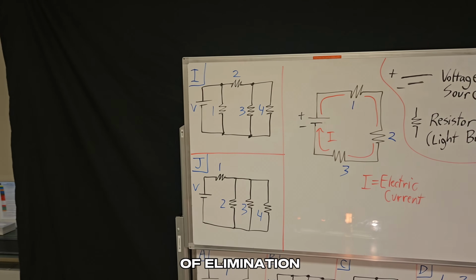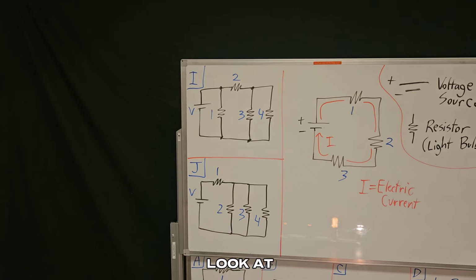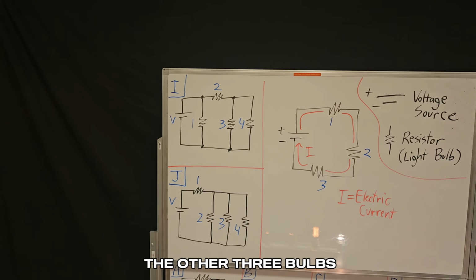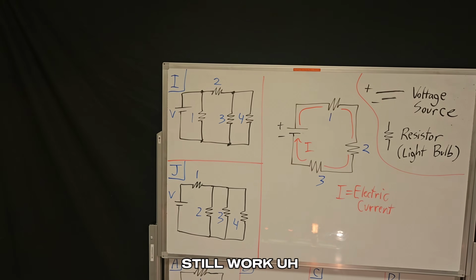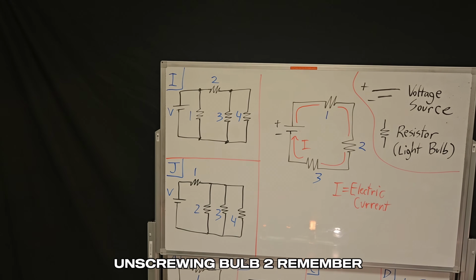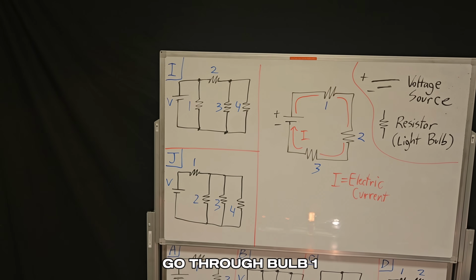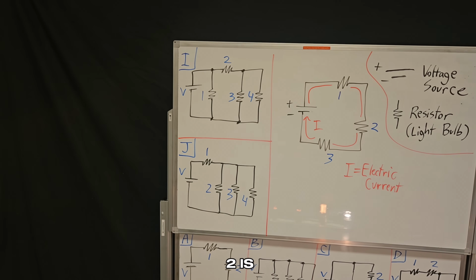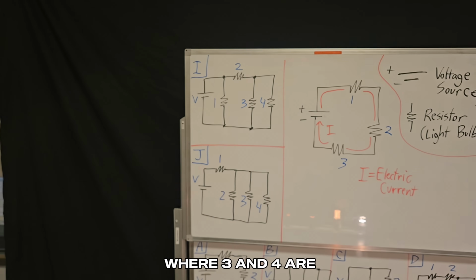And actually, using process of elimination, we would have known this. It's the only one remaining. But if you look at I, remember, unscrewing bulb 1 did not affect the other 3 bulbs because the current could still go up there, pass through bulb 2, go through 3 and 4, and so those would still work. Unscrewing bulb 2, remember bulbs 3 and 4 went out with it because current could still go through bulb 1. There's a nice loop there, but if there's a hole where 2 is, current will never be able to get to where 3 and 4 are.